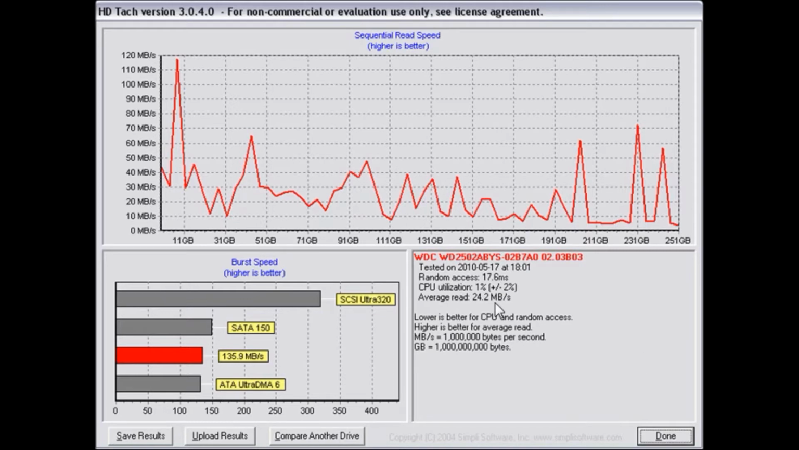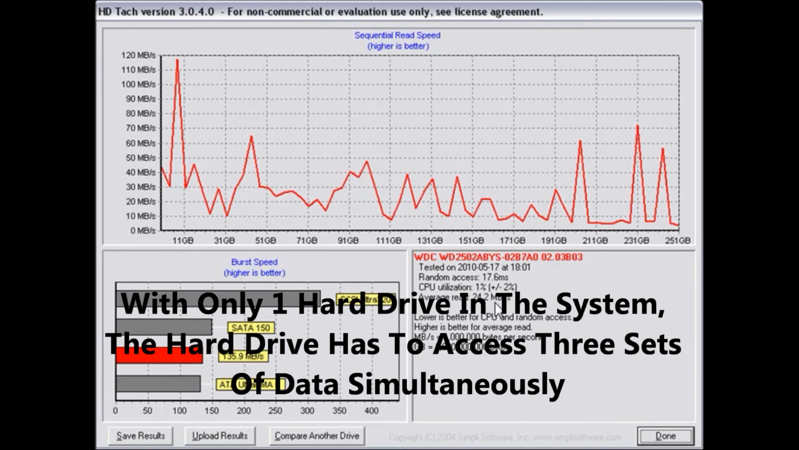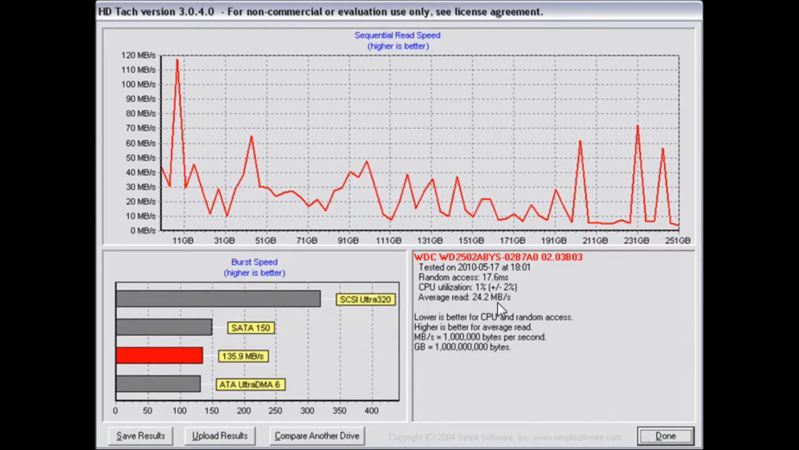It's around 24 megabytes a second, and that's because the hard drive is being accessed by number 1, the operating system, number 2, applications, number 3, data such as a video file. This means that the read-write head in the hard drive has to run all over the hard drive as it attempts to read at least 3 different streams of data simultaneously.